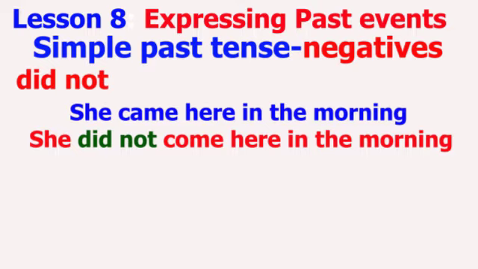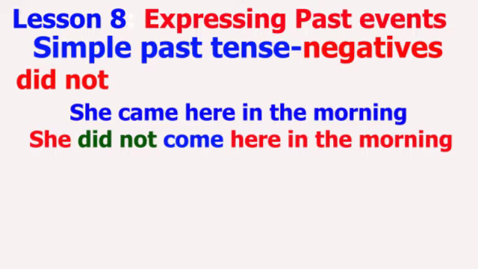So we are not going to add ed, or we are not going to change the form of the verb even if they are irregular verbs. So the verb is going to remain as it is. As you can see, she did not come, not she did not came. Okay, we are not using came over there in the negative sentence.